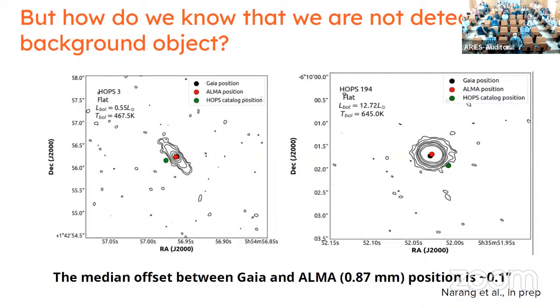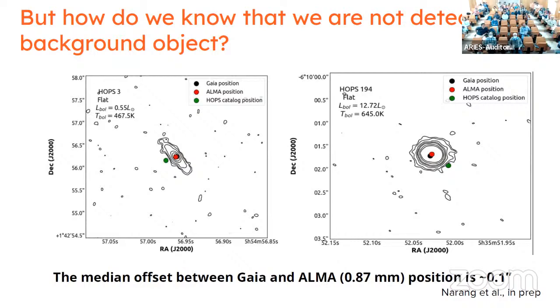Here you can see nicely some of the protostars. The black represents the Gaia position, the red represents the ALMA position, and they're almost overlapping. And in the case of HOPS 3, they're more or less there as well, indicating that indeed what we were detecting were protostars at optical wavelengths.